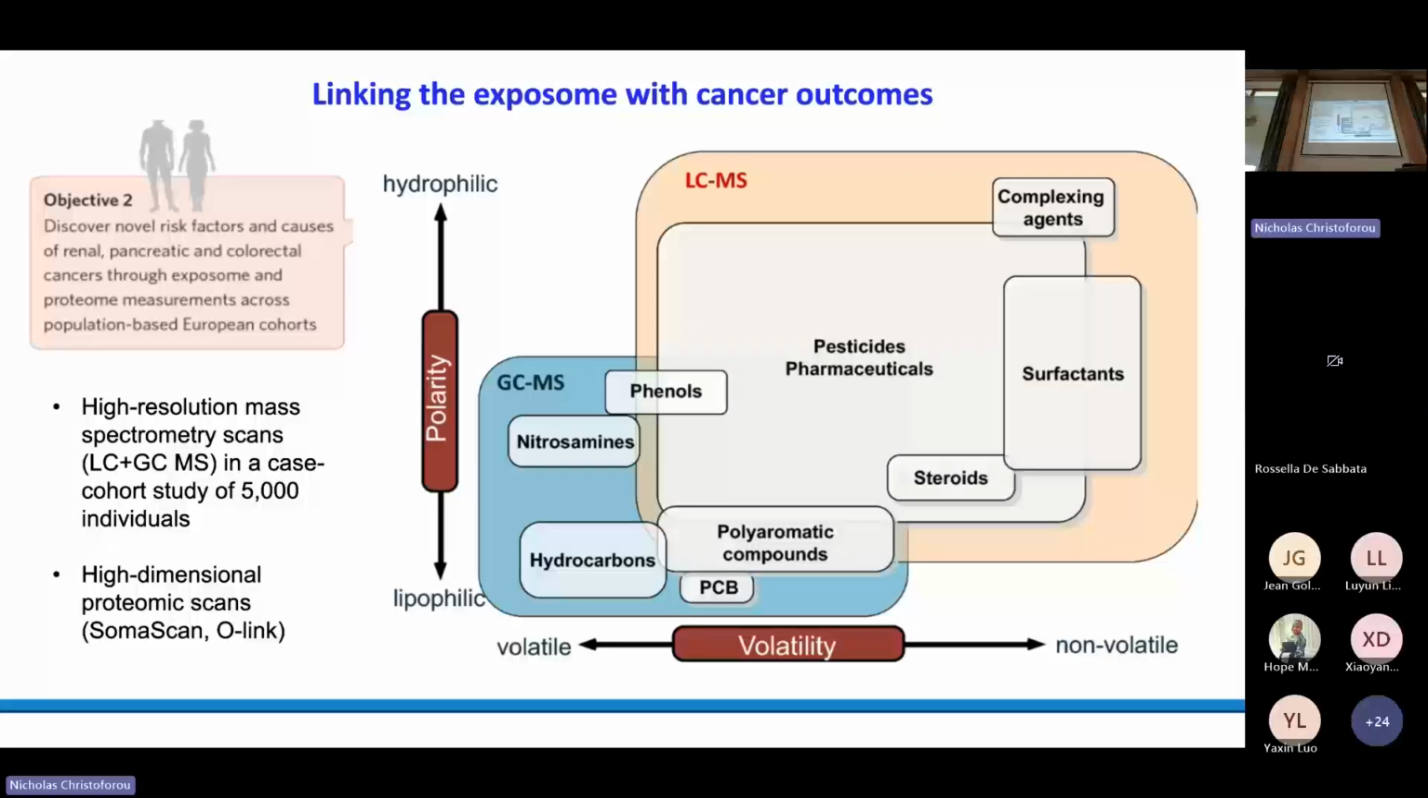And then using the blood samples from these cohorts, we're performing endogenous measurements. So using both liquid and gas chromatography mass spectrometry, and hoping to cover as much of the internal exposome as possible. So capturing, for example, pesticides, drugs, surfactants, different complexing agents, hydrocarbons. So we have really a wealth of metabolomics data within these cohorts, plus proteomics on a large proportion of the participants.